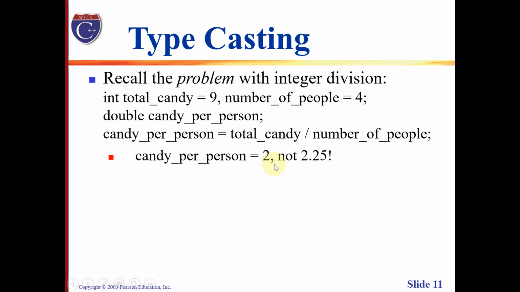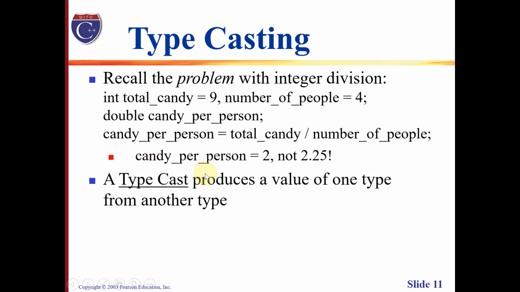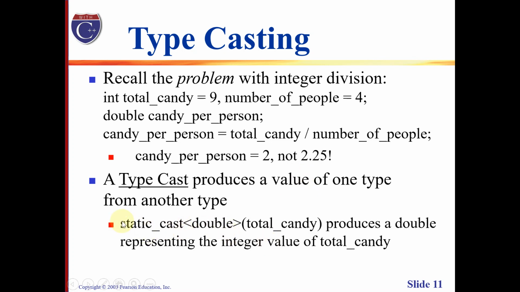To solve this problem, we need to use typecasting. For instance, if we are going to use typecast, this will produce a value of one type from another type. Simply said, we are going to convert the data type of a variable to another data type. For instance, if we are going to do the following, it will produce a double which would represent the integer value of total candy, which in this case, is the cause of this particular error.